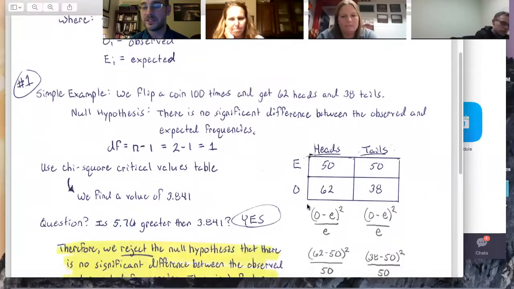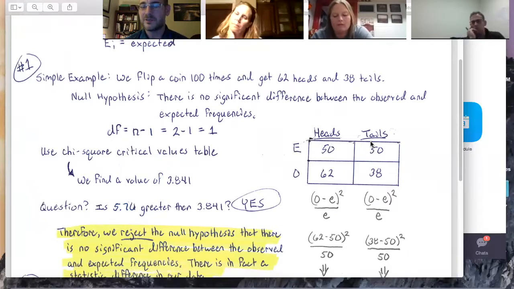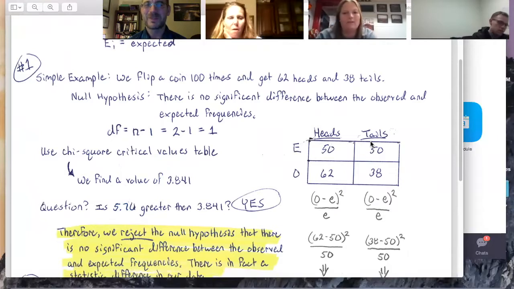We just flipped 62 heads, 38 tails. We know the probability of getting heads is 0.5. So out of 100 times, 0.5 times 100, we should get 50 heads and 50 tails. Kind of intuitively making sense so far? Yes, sir. Anybody have any questions at this point? No. Okay.